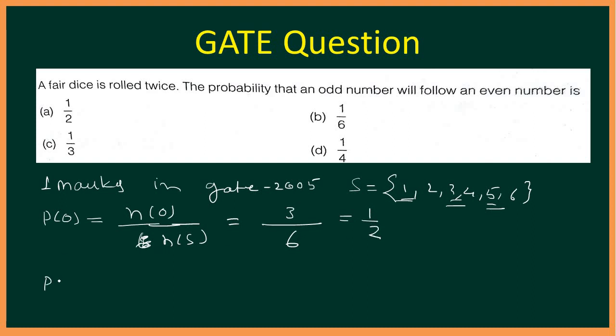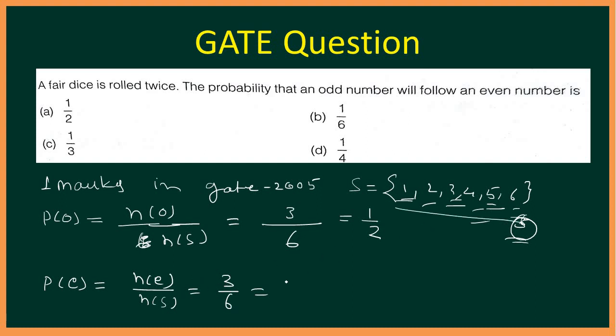Similarly, the probability of getting an even number the second time will be the number of outcomes for an even number over the number of outcomes in the sample space, which is also 3 by 6. Here 2, 4 and 6, there are 3 outcomes where we get an even number, and in the sample space there are 6 elements, so we will get 1 by 2. We write it independently because these 2 events are independent.